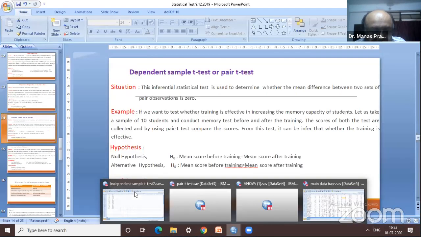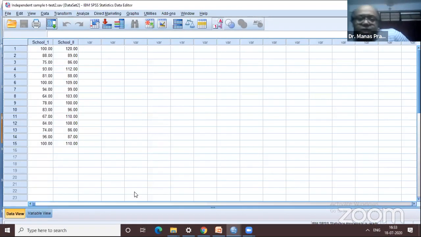So suppose these are the marks of school 1 and school 2. These are the 15 students of school 1, and these are the 15 students of school 2. In school 1, the first student is getting 100, the second student 88, the third student 75, like this. This is the marks of the two schools that we have got from the intelligence test. Now I have to use SPSS to compare whether the marks of school 1 and school 2 are the same or not. For that, I have to go to analyze.